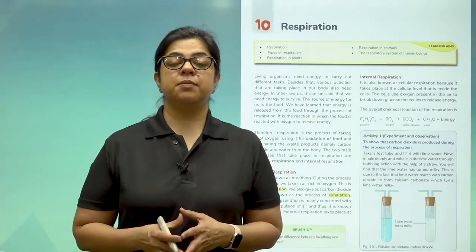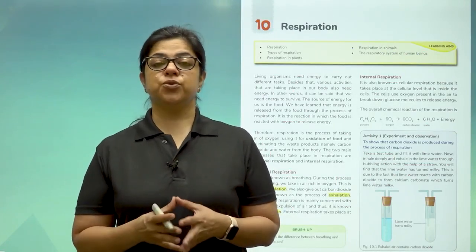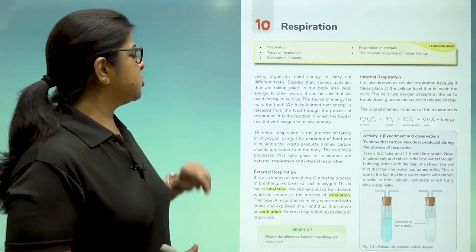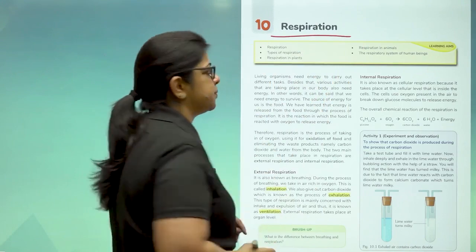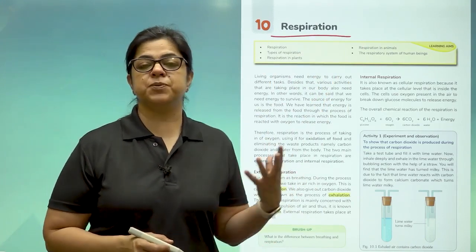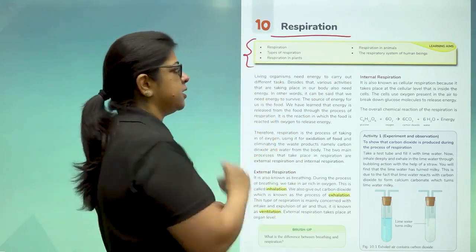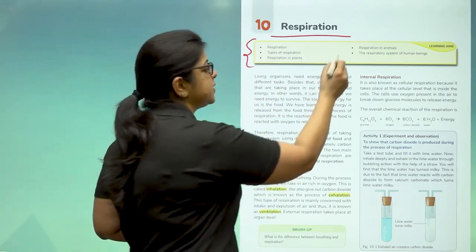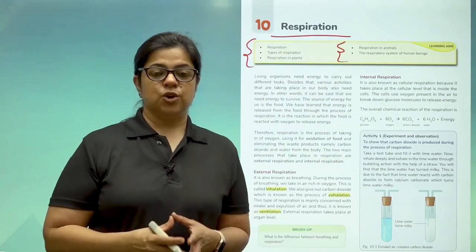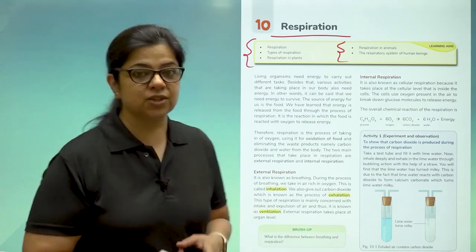Children, we have been learning about different life processes right from junior classes. Today, we are going to take up one life process in detail. We are going to talk about chapter number 10, Respiration. In respiration, we are going to understand what is the difference between respiration and breathing. We are going to understand the types of respiration, respiration in plants and animals, and the respiratory system in human beings.